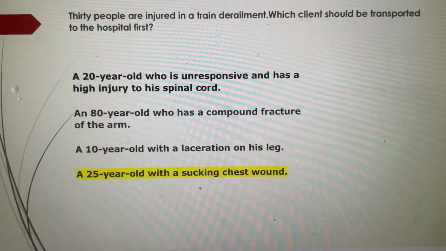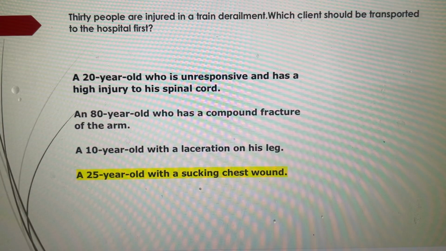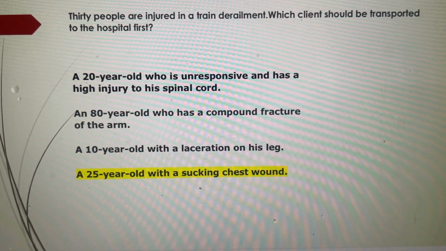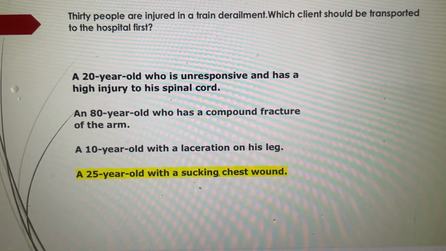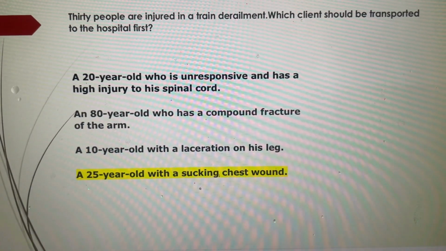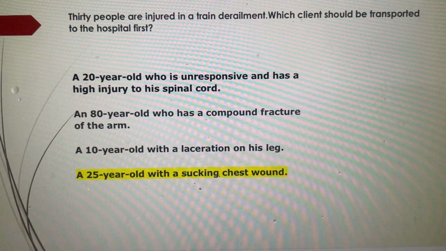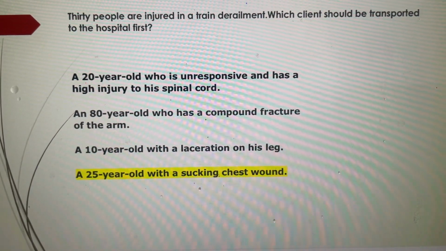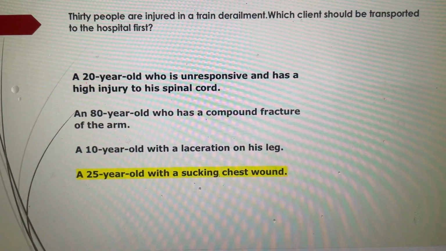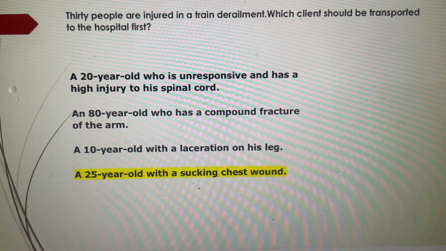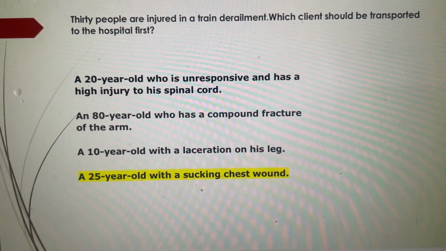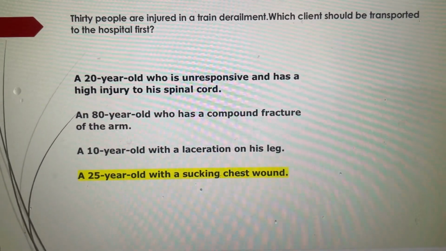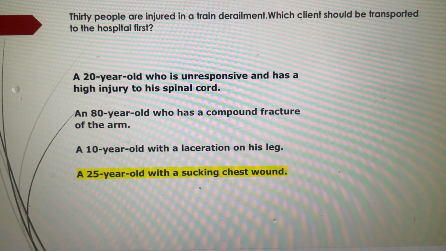multiple choice example, let's read. 30 people are injured in a train derailment. Which client should be transported to the hospital first? The first option, number 1 option, is a 20-year-old who is unresponsive and has a high injury to his spinal cord. Now, based on this situation, I will be following this up with the START terminology.